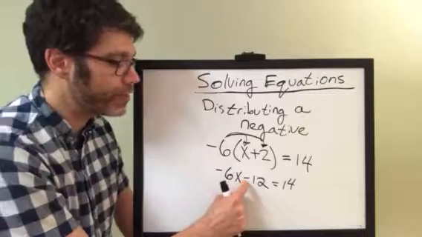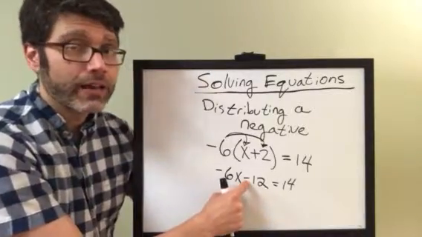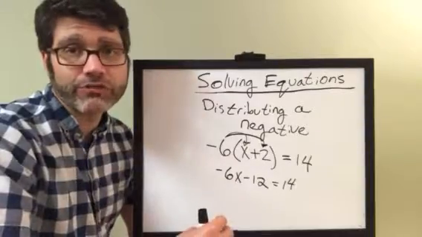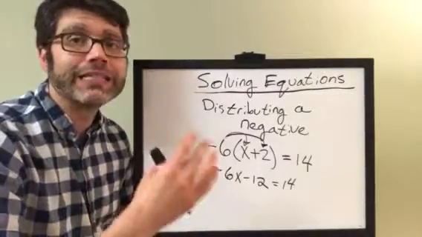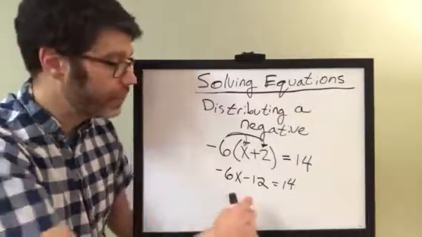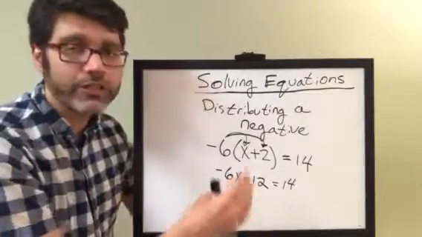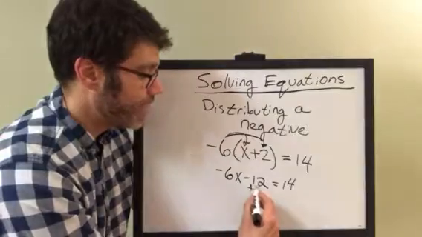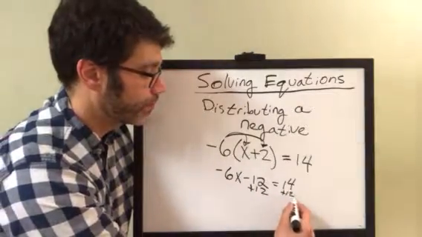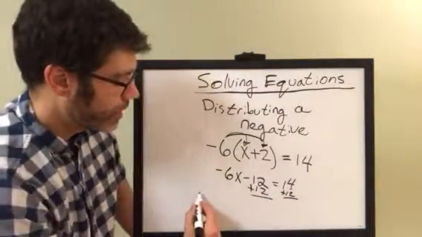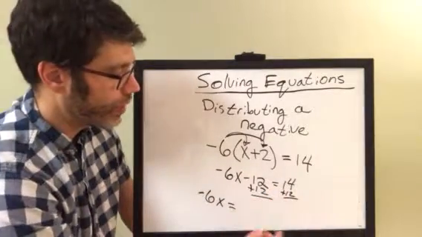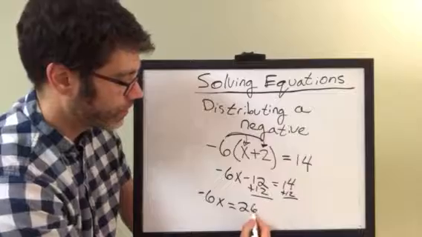So the inverse operation for a subtraction is addition, and the inverse operation for multiplication is division. All right, so if we see a subtraction sign, we need to do its inverse operation, which is an addition. So we add 12 to both sides. And so -6x equals 14 plus 12, which is 26.